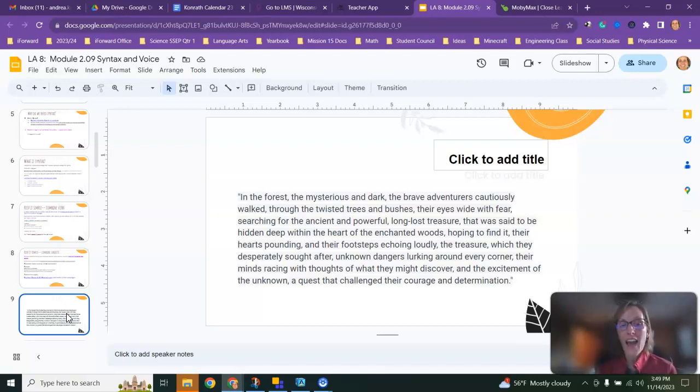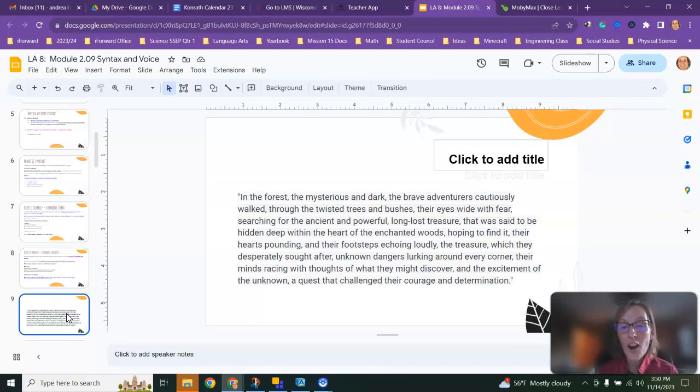Here's an example that I am taking for you. It's going to sound really weird. All right, so listen to it carefully. In the forest, the mysterious and dark, the brave adventurers cautiously walked through the twisted trees and bushes, their eyes wide with fear, searching for the ancient and powerful long-lost treasure that was said to be hidden deep within the heart of the enchanted woods.